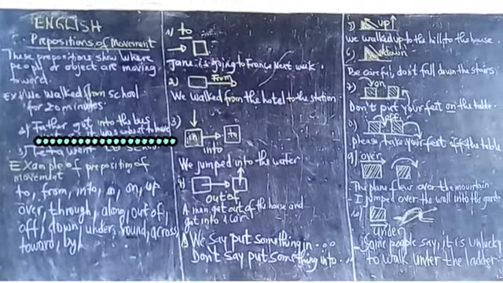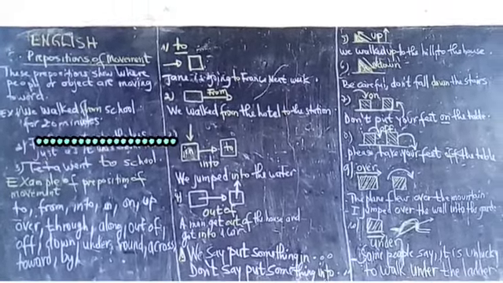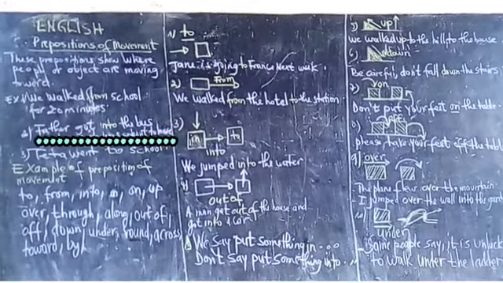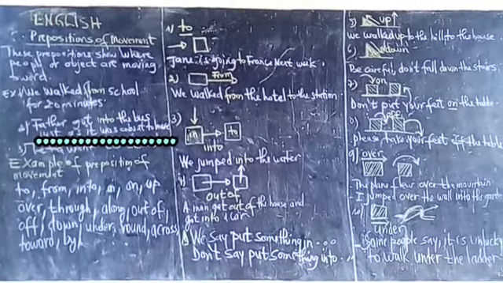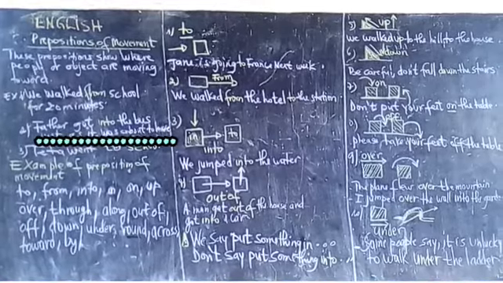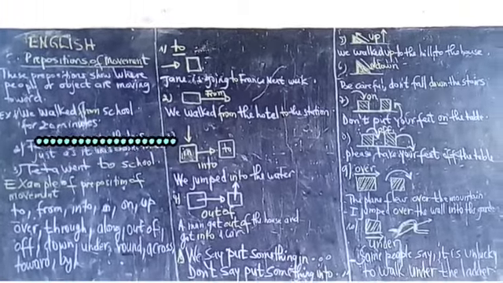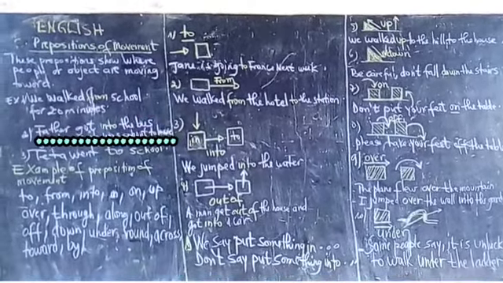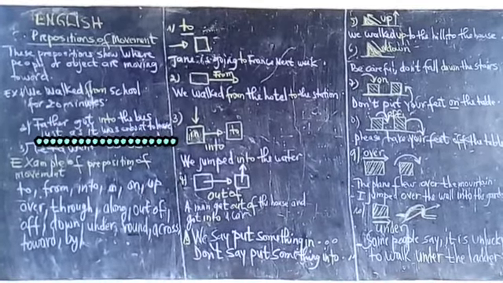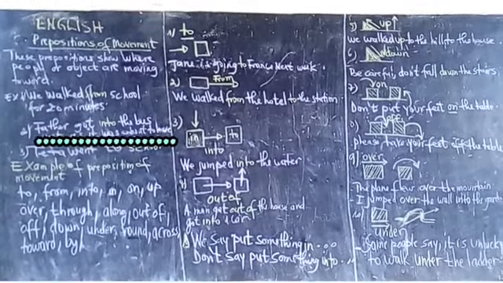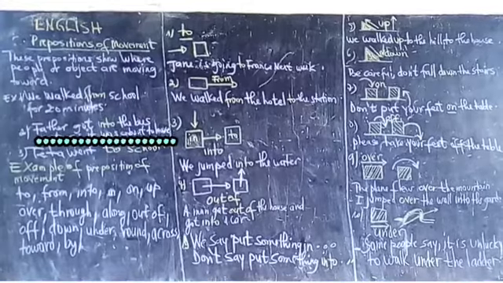Number 3. Teta went to school. Let me repeat the sentence. Teta went to school. There you can see to is a preposition that is showing the direction where someone is going to.